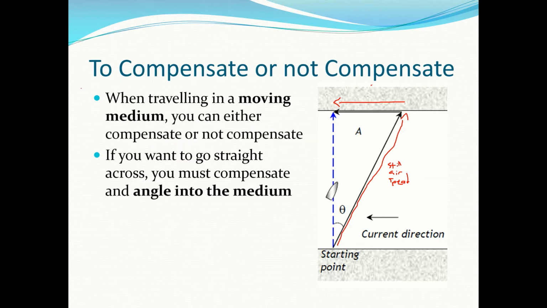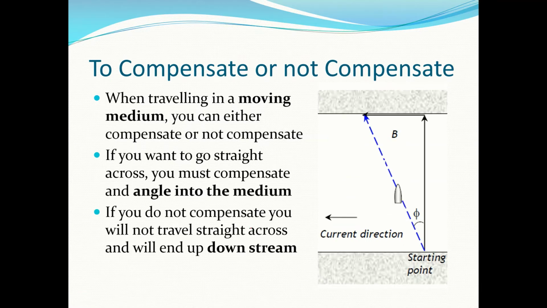So if you just headed in this direction, and there was no wind at all, you would just go in this direction. But because there's wind blowing you this way, you end up going straight across like that. So that's if we are compensating. Sometimes with questions, you don't want to compensate. So if you don't compensate, you will travel straight across and you're just going to end up downstream.